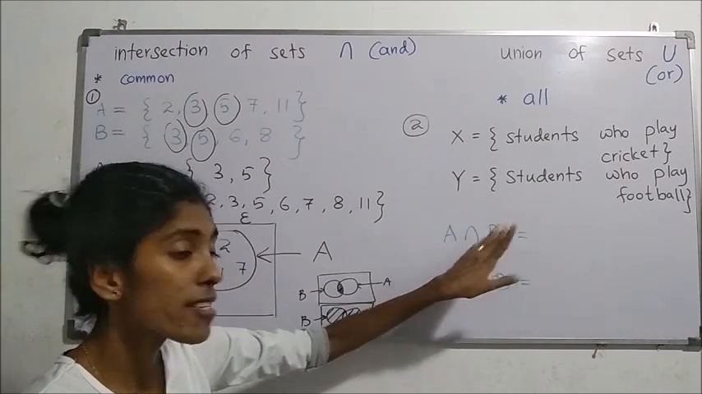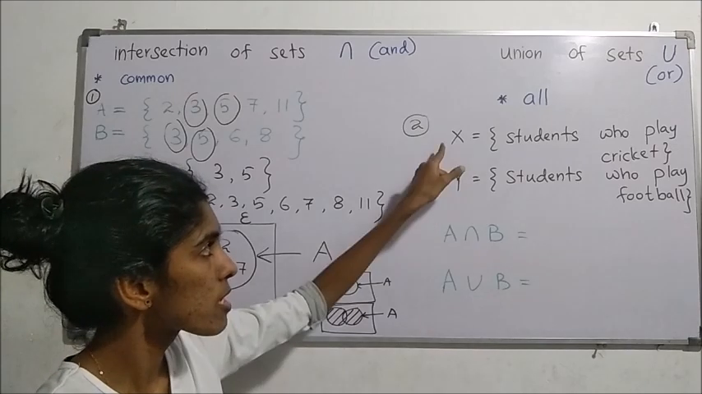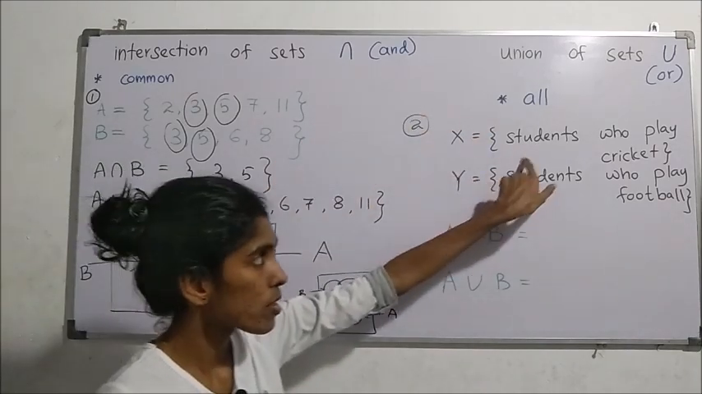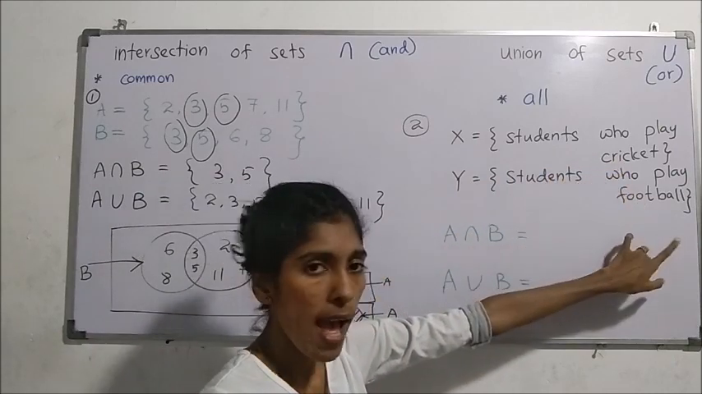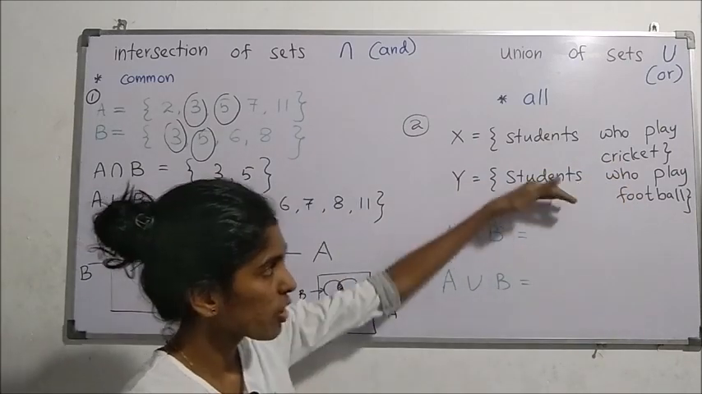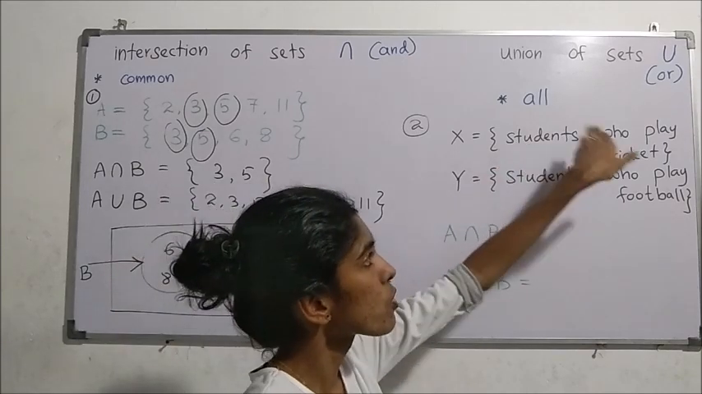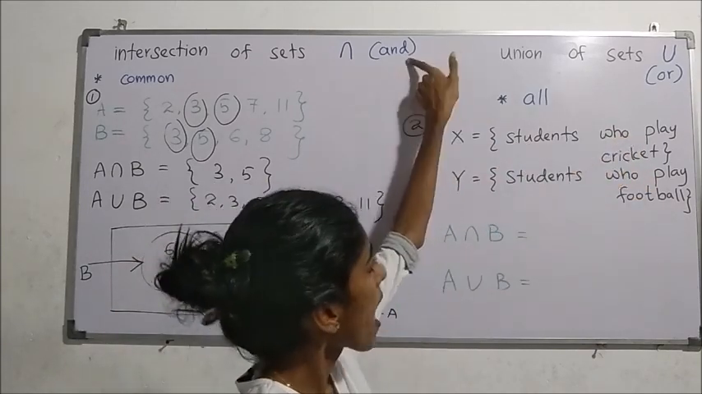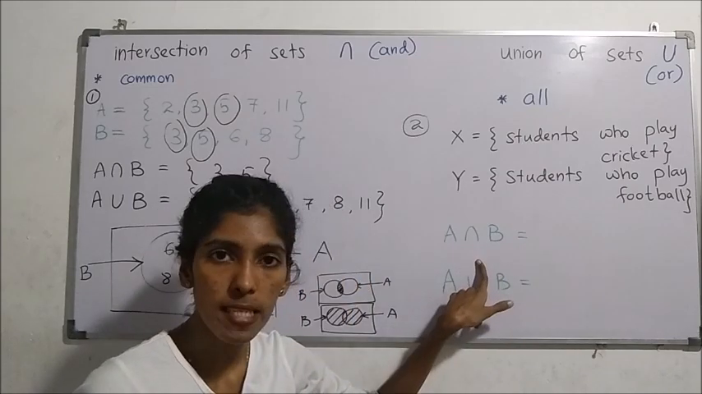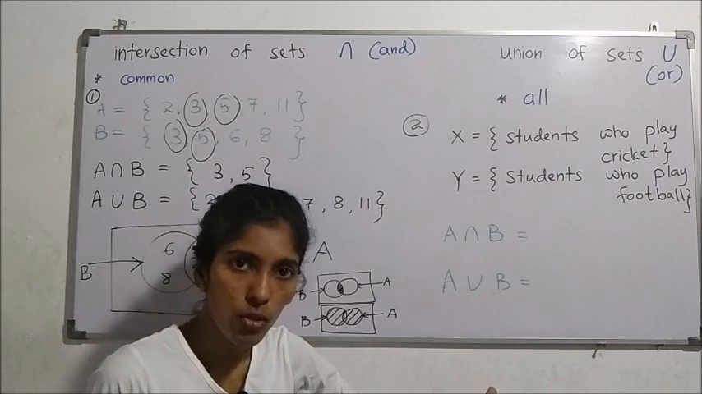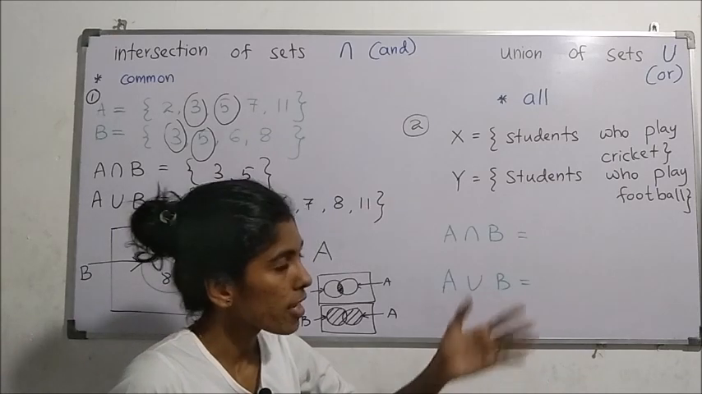A intersection B. How do we write it? What is the word that we use? And: students who play cricket and football. No need to write everything twice. You can simply write students who play cricket and football because of this intersection symbol. That means there can be students who play both the games.